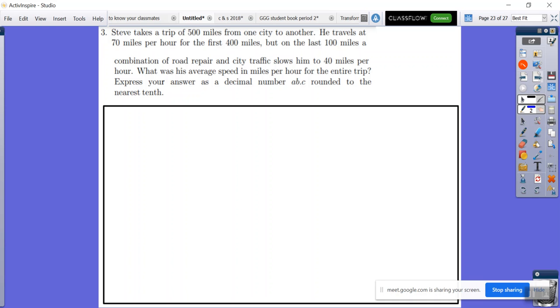Okay, so if you're trying to find the average, couldn't you just do, for 70 miles, you could just do 70 times 4, then plus 40, and then divide that by 5. That would definitely get us an answer. I'm not sure that would be the one that we're wanting, though. But at least it's an idea.